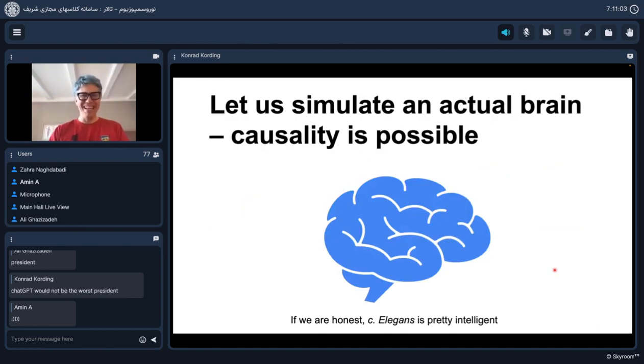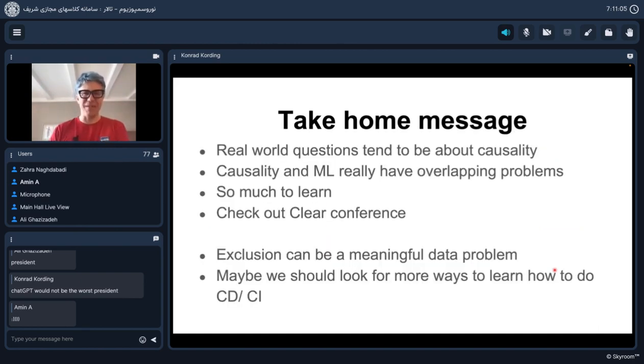So, let's simulate a whole nervous system. I think real-world questions tend to be about causality. Neuroscience questions are about causality. I didn't talk much about it, but causality and machine learning have largely overlapping problems. There's so much to learn. For people interested in causality, I want to briefly plug the CLeaR conference, which is a nice new conference in that area. And otherwise, thanks so much.